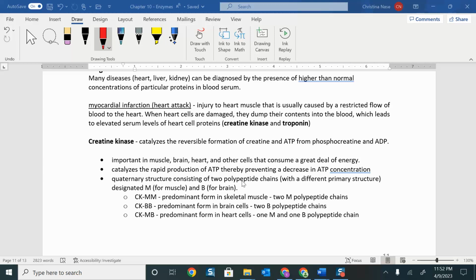Now, let's talk about what it's made of. So there's two polypeptide chains, and they have a different primary structure depending on where they're found. So we'll call one chain M for muscle and the other one B for brain. And so your skeletal muscle has two M polypeptide chains. Your brain cells are going to have two B polypeptide chains. And then the one in your heart is going to have one polypeptide chain that's like a muscle and one that's like a brain, so MB. So you can distinguish these. This is all the same type of enzyme, but you can distinguish between the skeletal muscles, the brain, and the heart because they have different types of polypeptide chains.